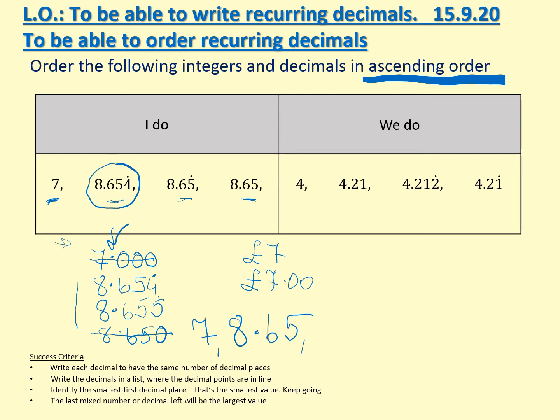Next one, again, so next one will be 8.654 recurring, and the largest must be 8.65 5 recurring. Okay, so now pause the video and try to do the next one yourself.